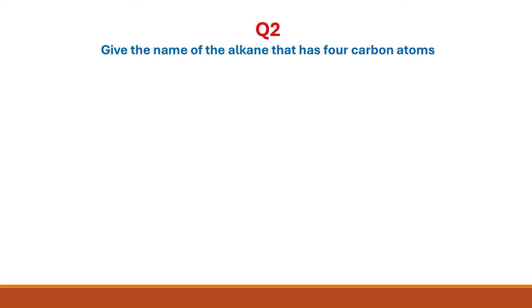Question 2. Give the name of the alkane that has 4 carbon atoms. The alkane with 4 carbon atoms is called butane, but they could ask you to name any of the alkanes that have from 1 to 3 carbon atoms. So if it's 1 carbon atom, it's called methane. 2 carbon atoms, it's ethane. And 3 carbon atoms is propane.